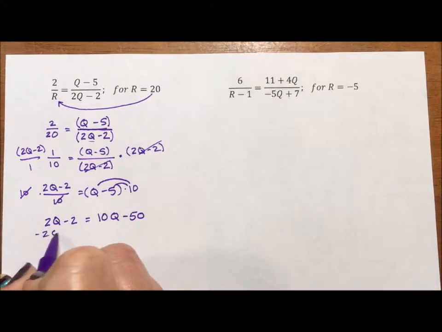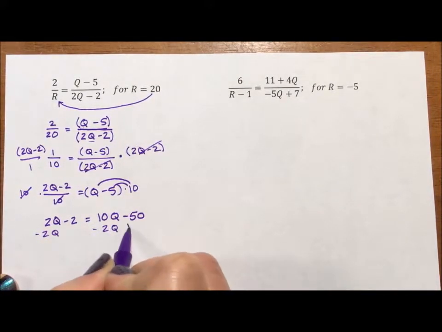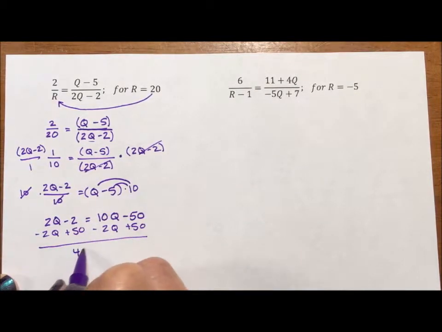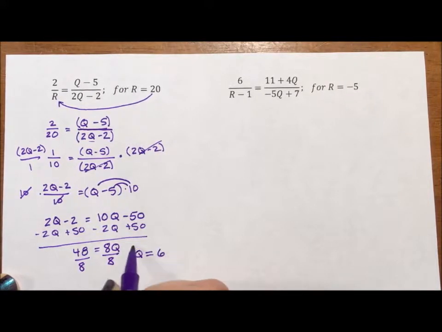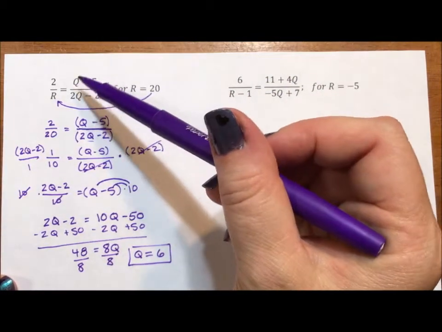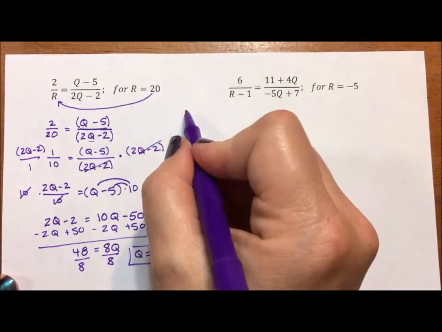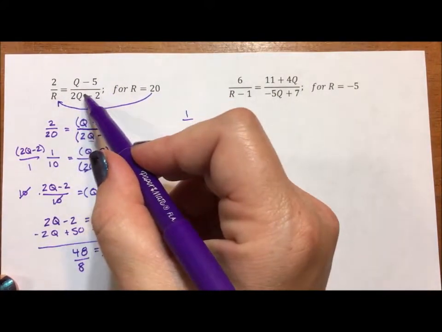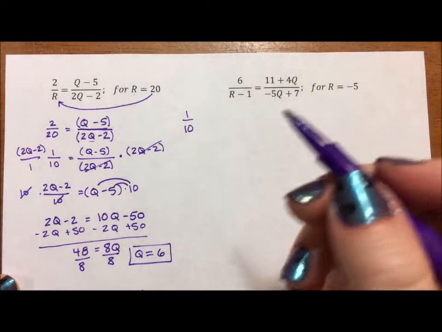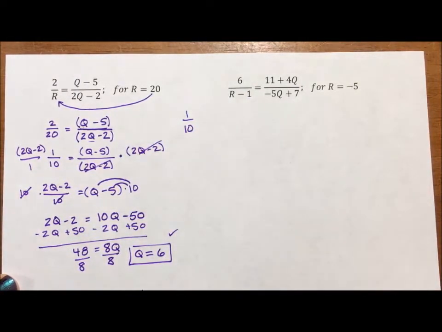Okay, so I'm going to subtract 2Q from both sides, and I'm going to add 50 to both sides so that I get 48 is equal to 8Q. And then I'm going to divide by 8. And I'm going to get that Q equals 6. I can put it back into the original equation. If Q equals 6, 6 minus 5 is 1. 2 times 6 is 12 minus 2 is 10, and 1/10 is 1/10. So we can check it to know that this is correct.